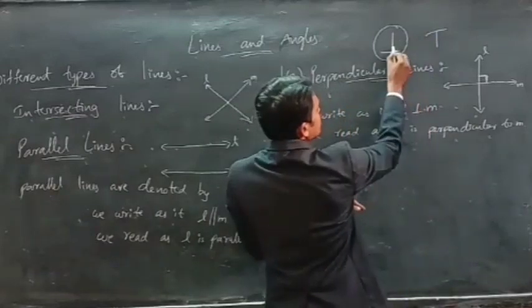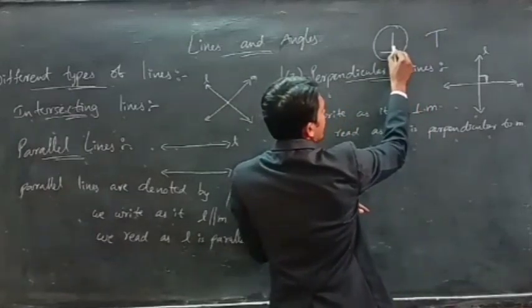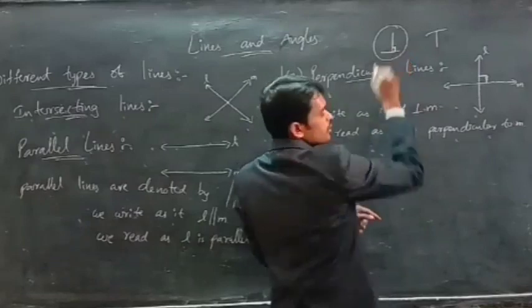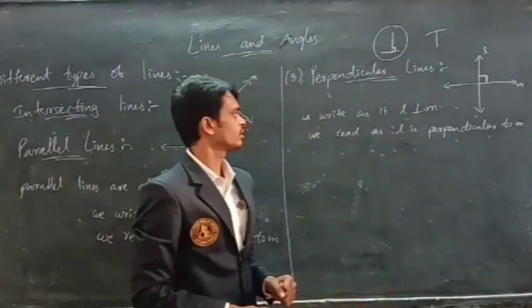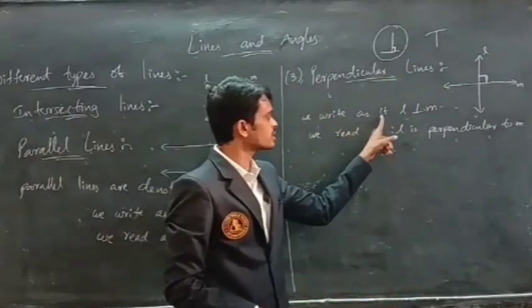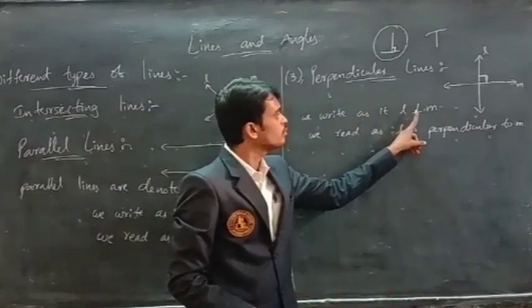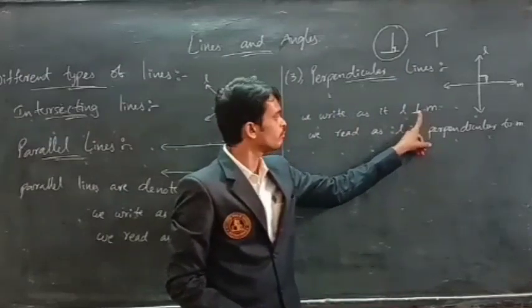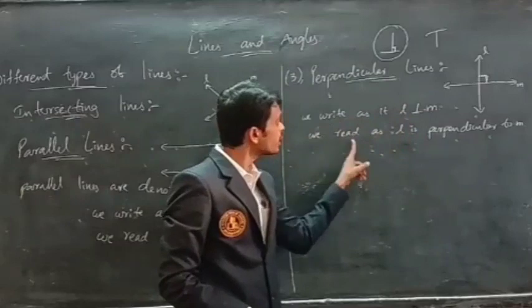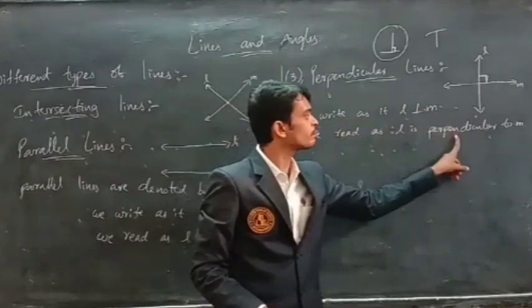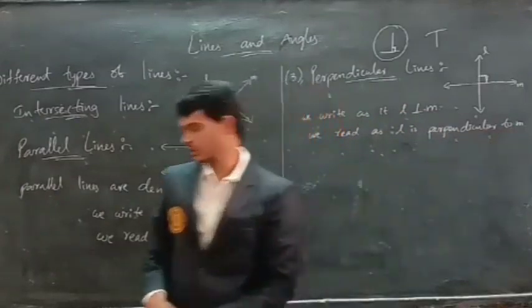Why? Because look here, the right angle is how much? 90 degrees, nothing but a right angle. Then we write L perpendicular to M using the symbol, and we read it as L is perpendicular to M.